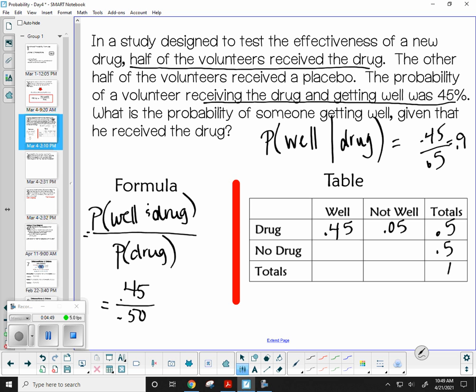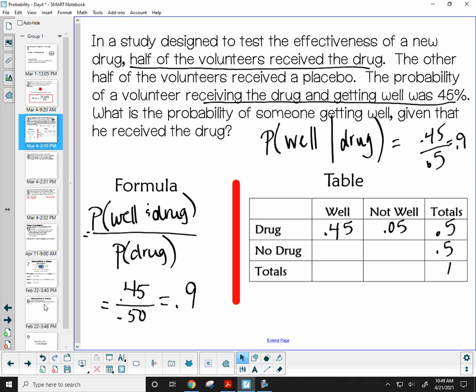Notice we end up with the same fraction, the same ratio. So we still get 0.9, but you have the formula version and the table version. I like the table version for the visual aspect of it. Sometimes though you don't have a full table and you can do the formula just as well.